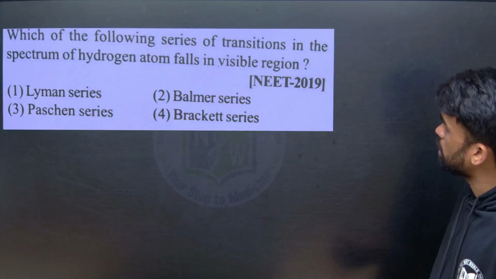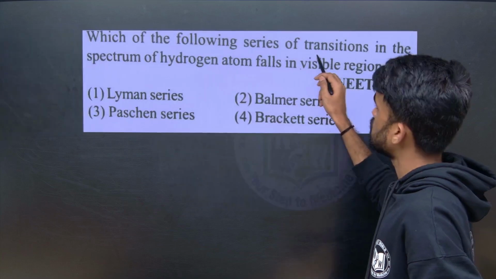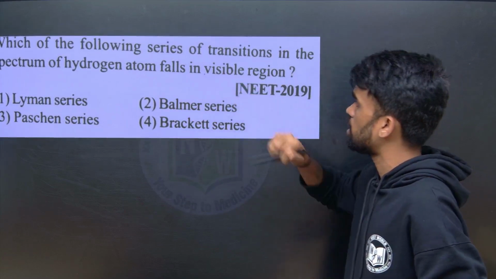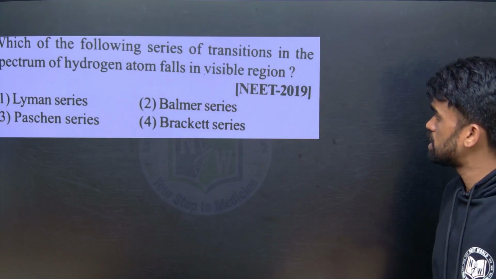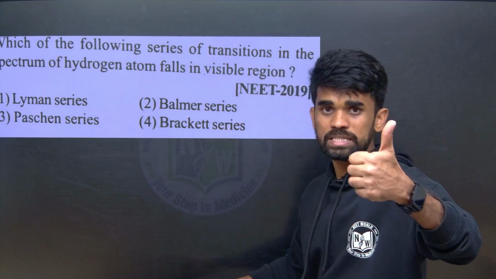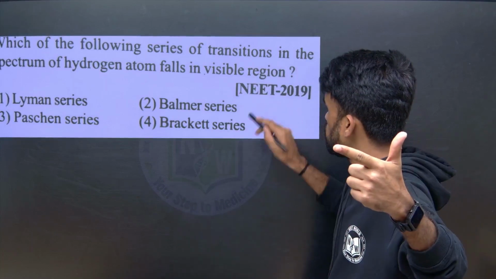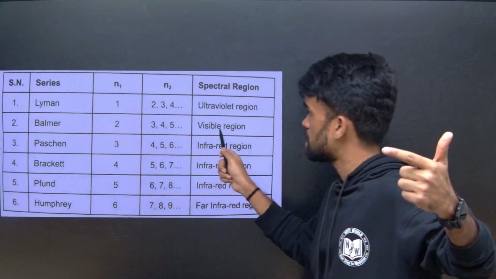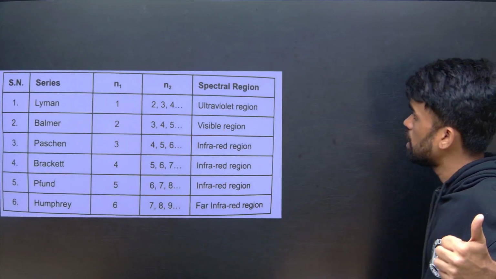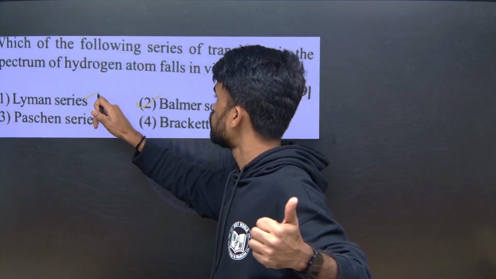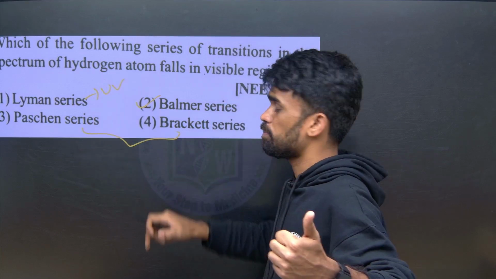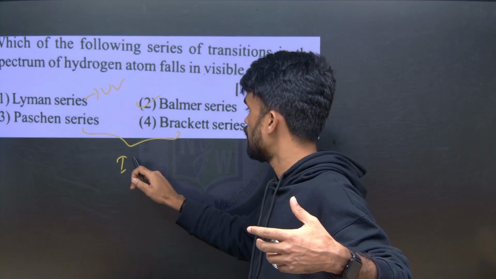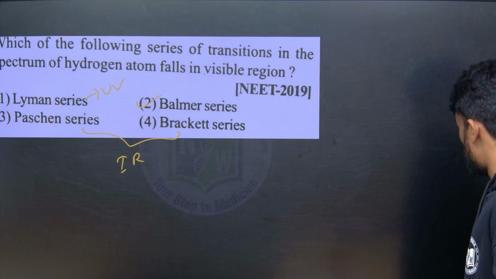So there is a question here. Which of the following transitions in the spectrum of hydrogen falls in the visible region? So what is the visible region? Second one now. The first one is Lyman, the second one is Balmer. So option 2 is correct, right? Here you can see the Balmer series appears in the visible region, whereas Lyman appears in UV. And these two appear in the IR, infrared. So this is one of the important topics.